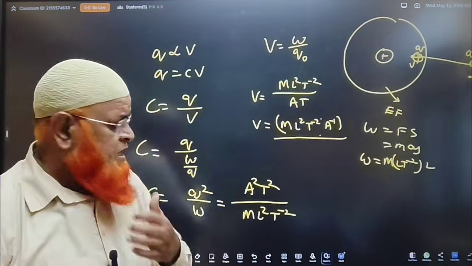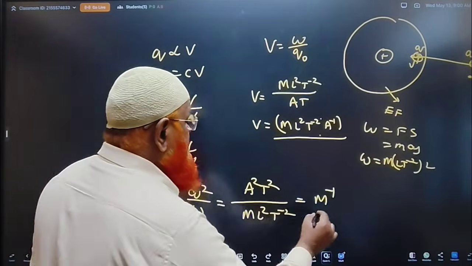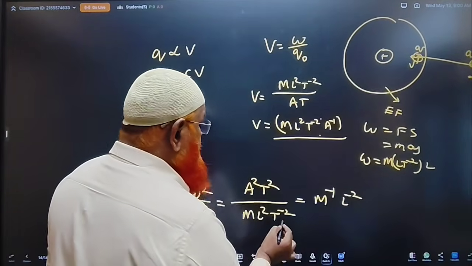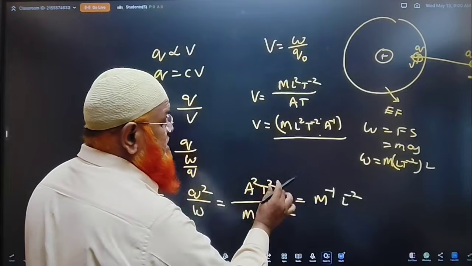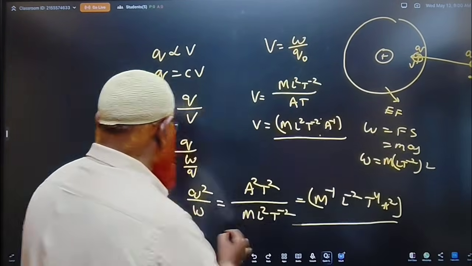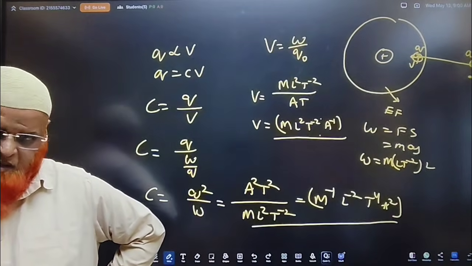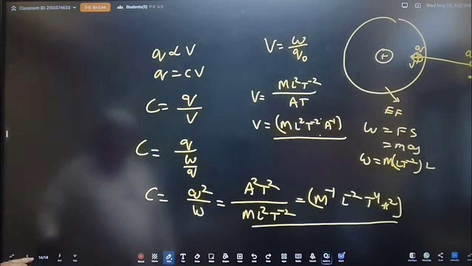It's very simple: mass comes to the numerator and becomes M power minus 1, L square becomes L power minus 2, T power minus 2 comes to the numerator and becomes T square, which combined with A square becomes T power 4 A square. This is going to be the dimensional formula for capacitance. So no dimensional formula do you have to learn by heart. Everything is derived.